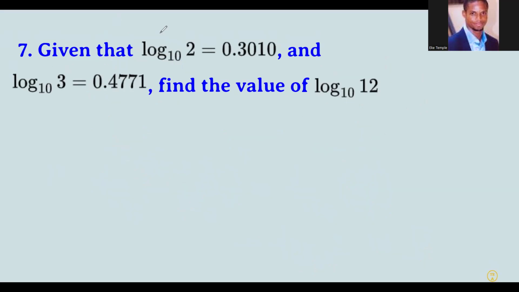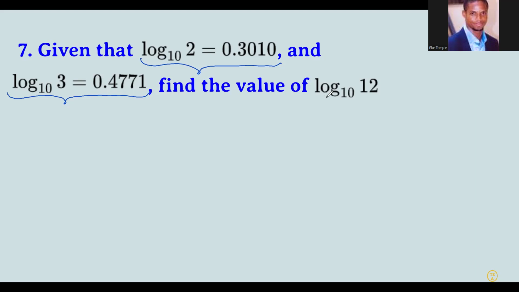Now we're in the realm of standard logarithms. We're given standard logarithms in the problem. For example, here, log base 10 of 2 is given to us as 0.3010. This is standard from the table of logarithms. Log base 10 of 3 is also given to us as 0.4771. Standard. And we're now asked to evaluate log base 10 of 12.